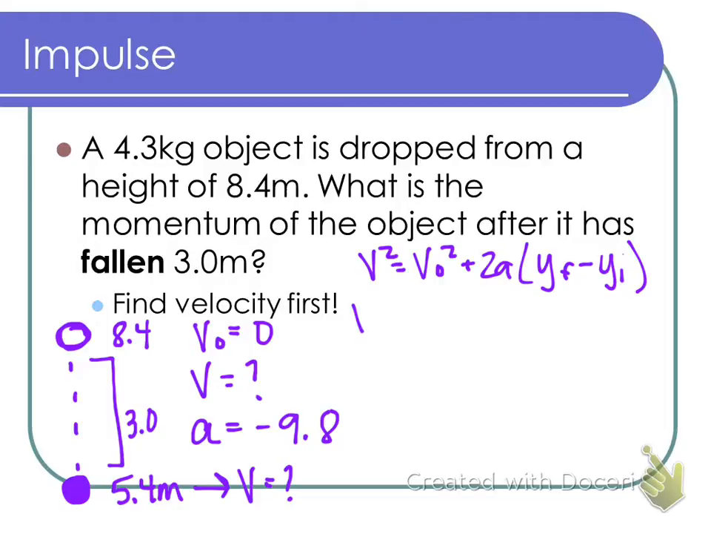Okay, good. We want to solve for velocity. We know this is 0. Now here we can either put 8.4 minus 5.4, or we know it's fallen a total of 3 meters, so I'm just going to put 3 meters in there. You could do 8.4 minus 5.4, or since you know it has fallen a difference of 3 meters, you can put that in there as well.